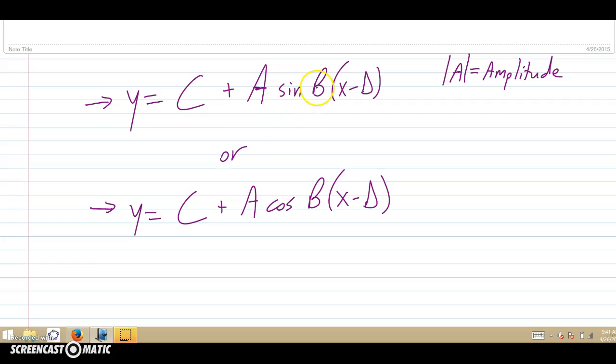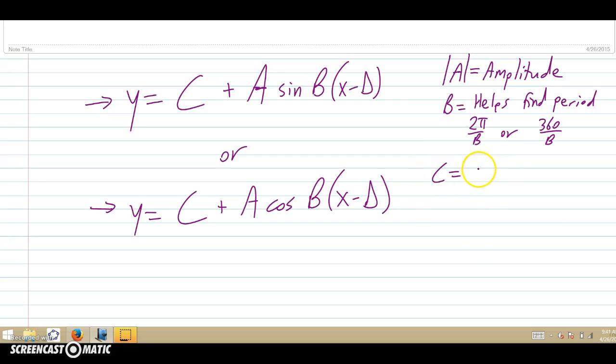So if it was negative, sine would go down first. If it were negative for cosine, it would start at a low point instead of at a high point. But the absolute value of A is your amplitude. B helps us find our period, using the following formula: either 2 pi divided by B or 360 divided by B. That'll tell you your period, depending on if you're in radians or degrees.